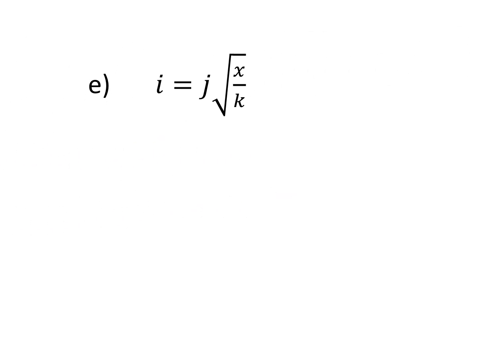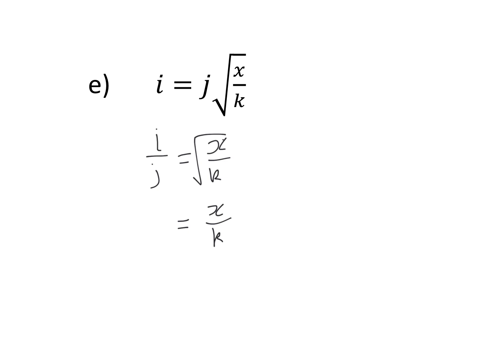Part E, we've got i equals j, and then square root x over k. What would we do here? We've got a few options. I think I would divide through by j because the root is only over the x over k. It's not the j that's being rooted. So I'm going to divide both sides by j. And now the whole right hand side is square rooted, and I can square the right hand side, which gets rid of the square root. And then we have to square the left hand side.